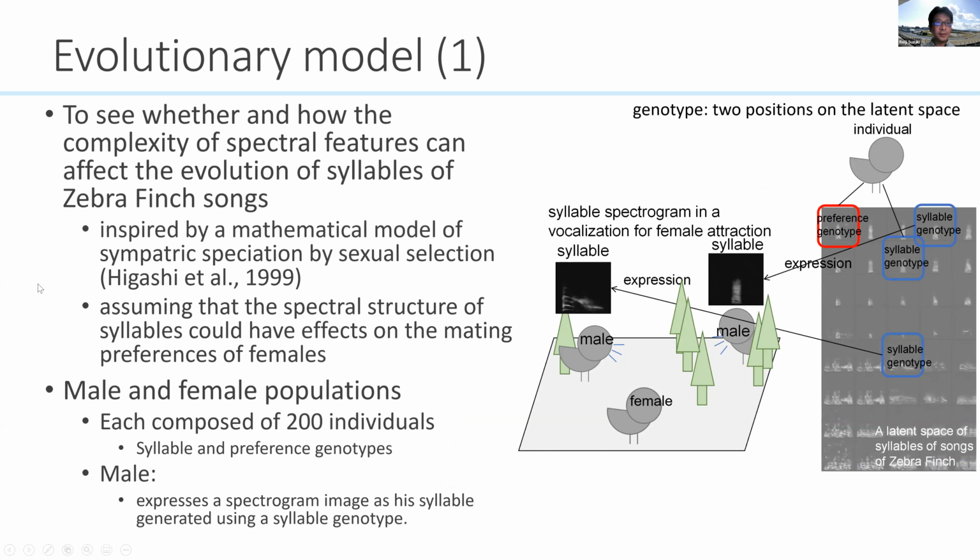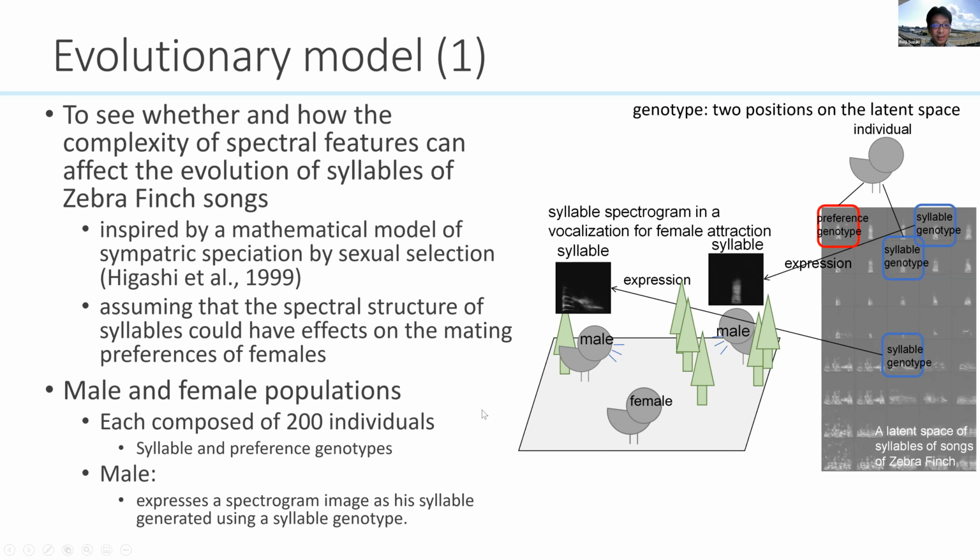By using this latent space, we created an evolutionary model to see whether and how the complexity of spectral features can affect the evolution of syllables of zebra finch songs. This is inspired by the model of sympatric speciation by sexual selection. We assumed that the spectral features of syllables could have effects on the mating preference of females. The model is very simple.